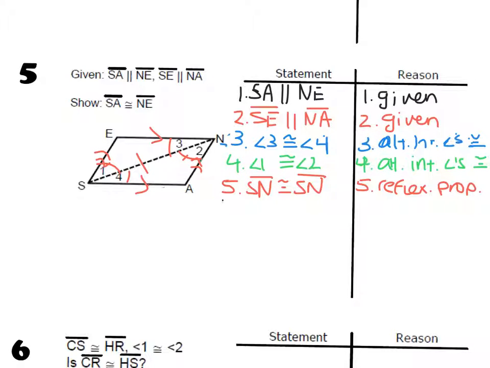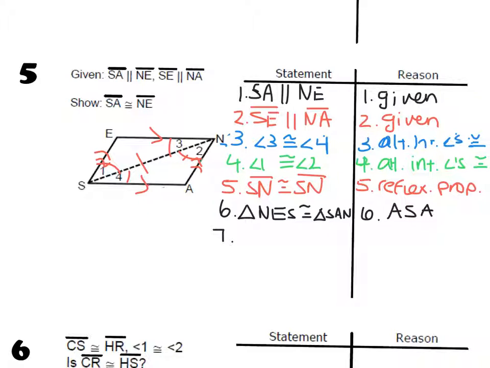Our next step then is to name our triangles congruent. So triangle NES is congruent to triangle SAN. And we used angle, side, angle, right? Two angles and the side in between them.